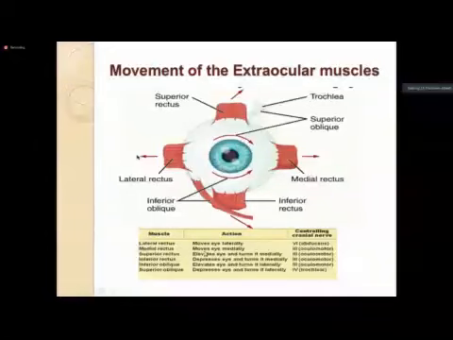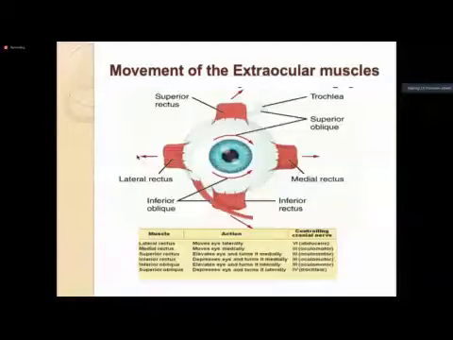Medial rectus moves the eye medially or adducts the eye. Superior rectus basically elevates and turns it medially, and inferior rectus depresses it and turns it medially. To oppose these, we have the superior and inferior oblique muscles. Superior oblique basically depresses the eye and turns it laterally, opposite to the superior rectus, and inferior oblique basically elevates the eye and turns it laterally. So these are the actions of all these muscles.